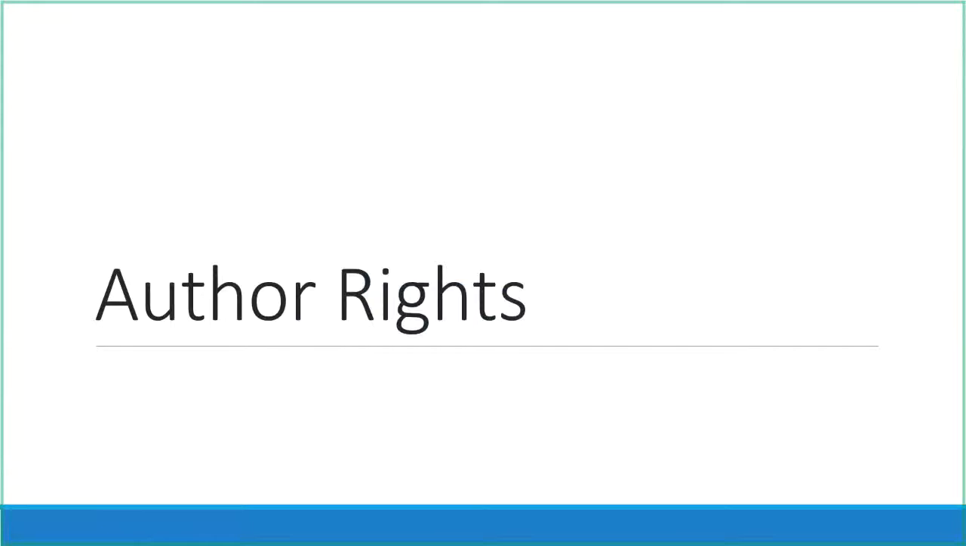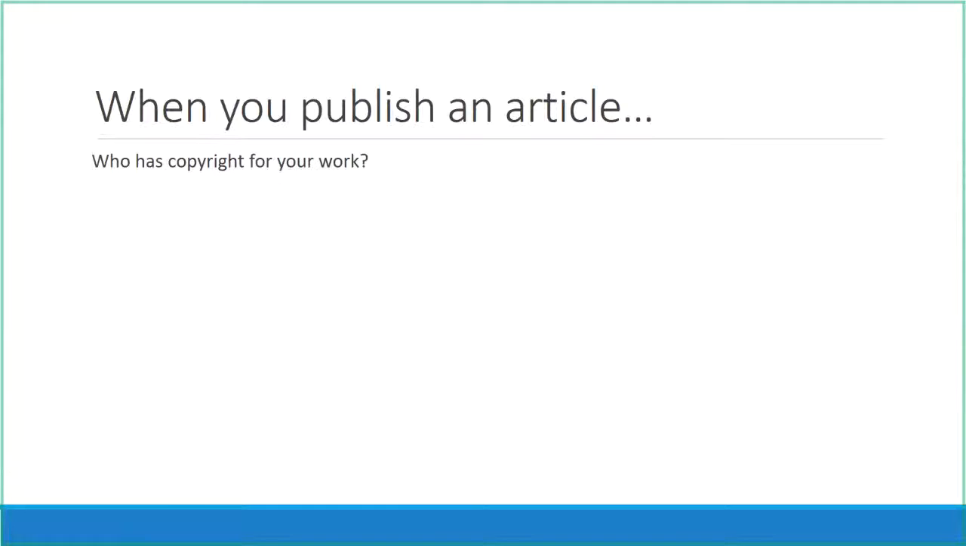All right, so let's go on to author rights. And author rights is usually synonymous with copyright. So when you publish an article, who has copyright for your work? Whenever you create anything, you automatically have the copyright. Since I think the 70s, 80s, you don't have to actually apply for copyright, you just automatically have it. However, when you publish an article, you will often be signing away your copyright to the publisher.